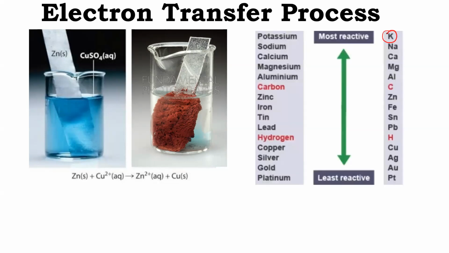Okay, is the most reactive element, and platinum is the least reactive element. Now why is this reactivity important? Please remember, friends, if I have a metal 1 and metal 2, and metal 1 is more reactive than metal 2, then metal 1 will get oxidized, right? And metal 2 will get reduced. That's why we must know which metal is more reactive than the other one.